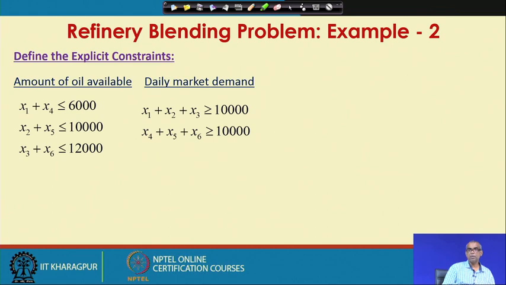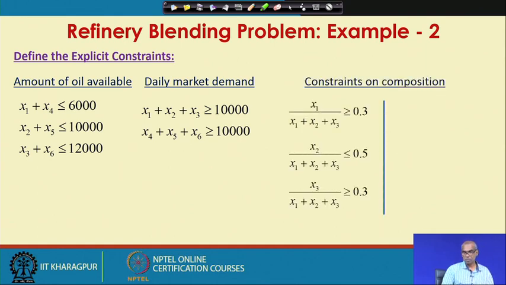and market demand for both regular petrol and premium petrol is 10,000 liters. You produce x1 plus x2 plus x3 liters of regular petrol and x4 plus x5 plus x6 liters of premium petrol. So, x1 plus x2 plus x3 must be greater or equal to 10,000 and x4 plus x5 plus x6 must be greater or equal to 10,000.